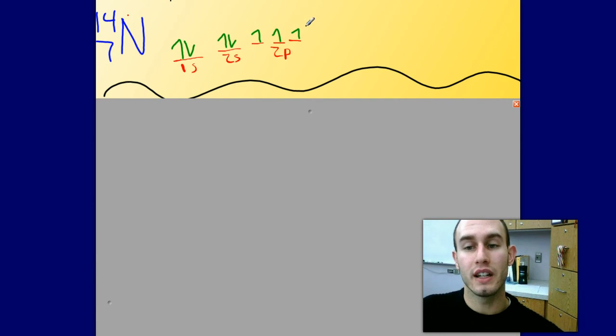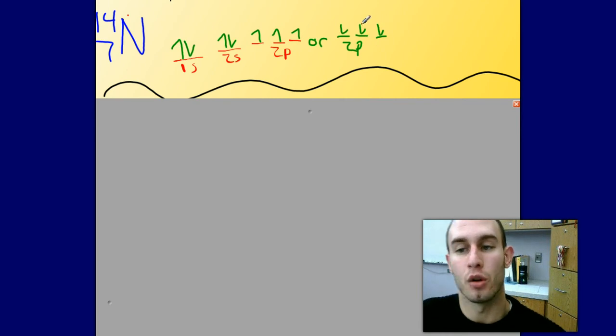When I stick 1 in each orbital, I want to put them all in with the same spin. I could do it this way, or if you had a 2p and you felt more comfortable putting them as down spins to begin with, you can do that as well. Put them as down spins, it doesn't matter. But that gives you 7 electrons.